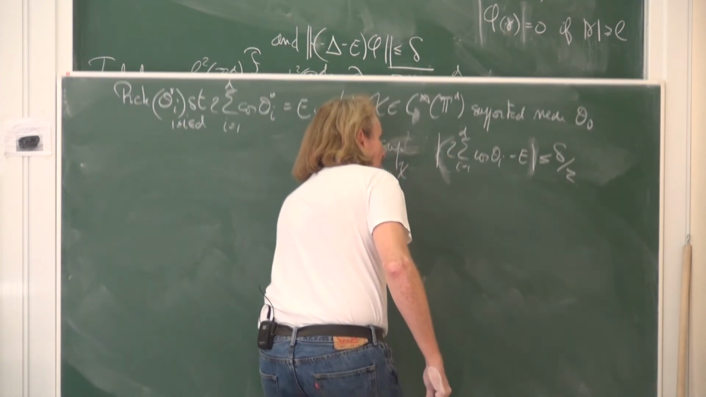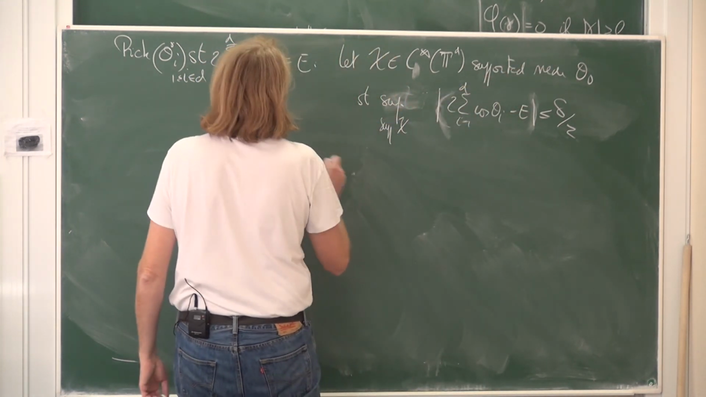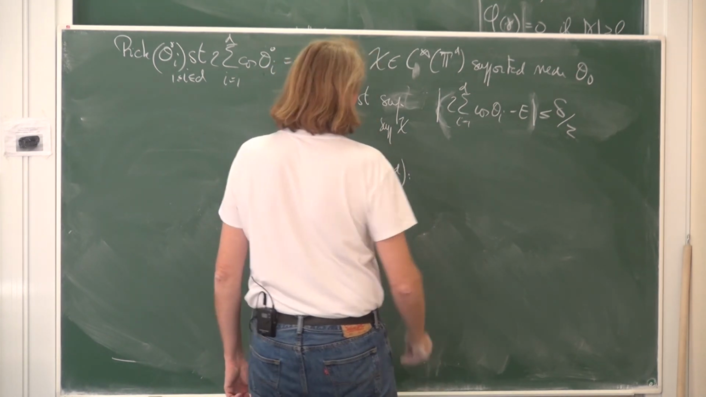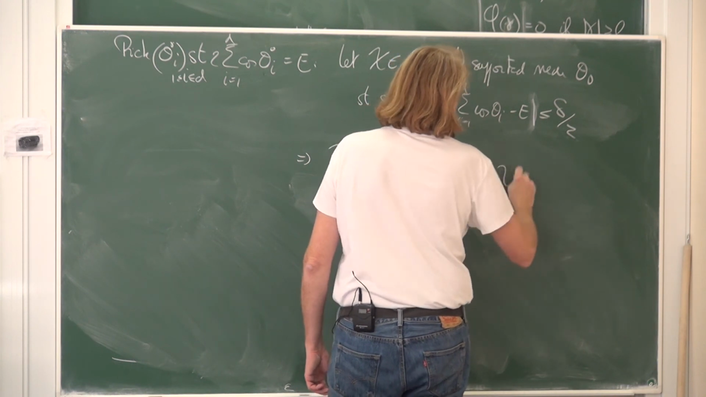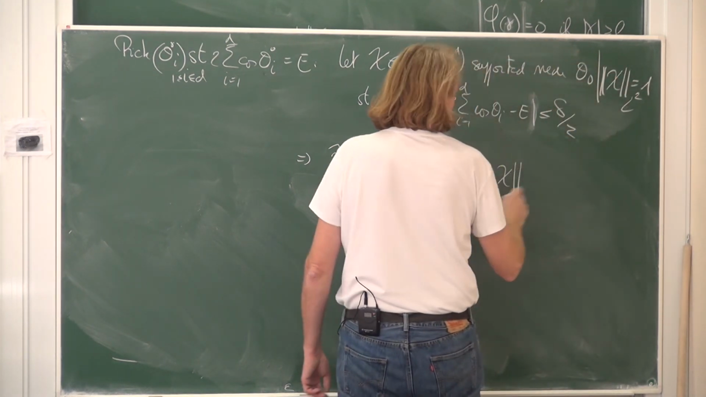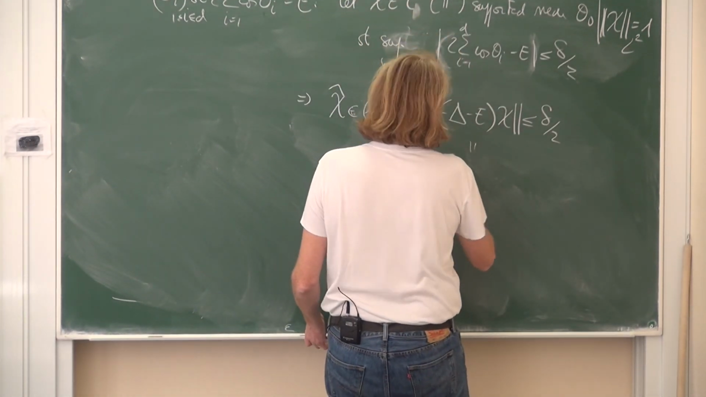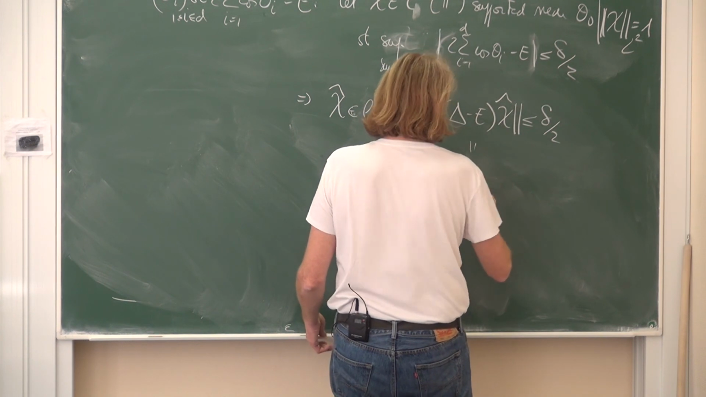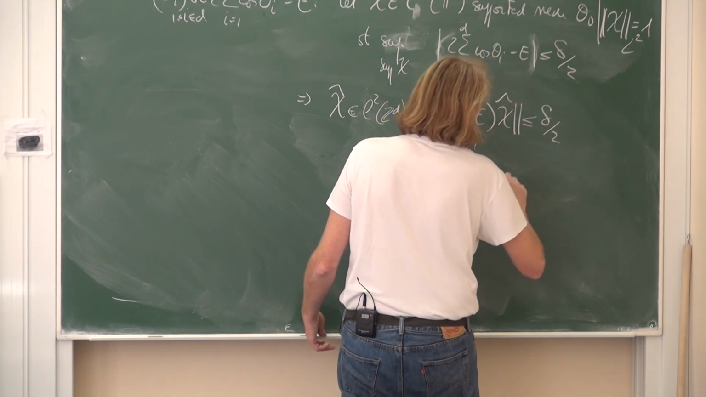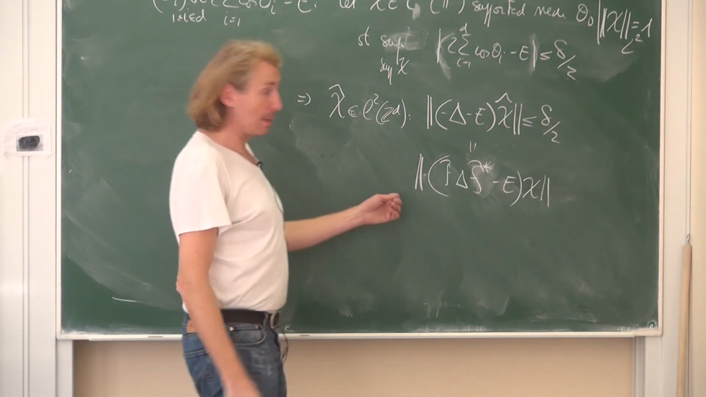Or if you want, another way to say it is you just take chi supported near theta 0. And so, if you now look at chi hat, which belongs to L2 of Z^d, what do you know? Well, you know that minus Laplacian minus E applied to chi hat, and I take chi normalized, is going to be less than delta over 2, right? Because this is just, by Fourier transformation, because the Fourier transformation is unitary. Okay, so this is less than delta over 2.